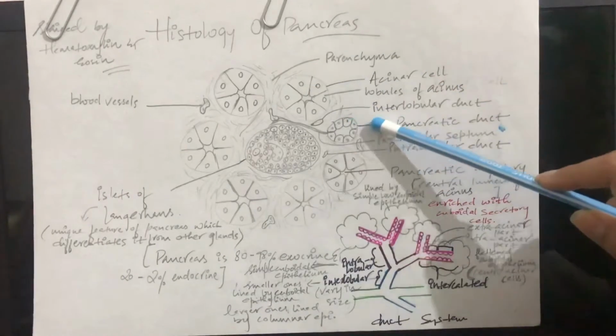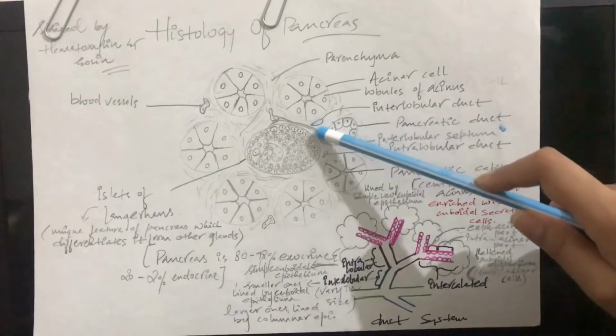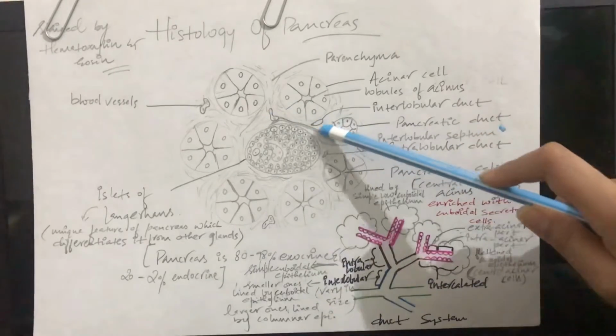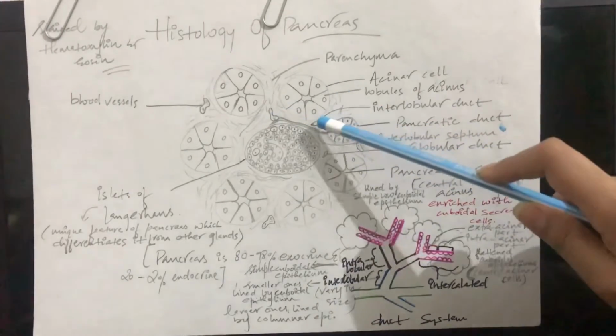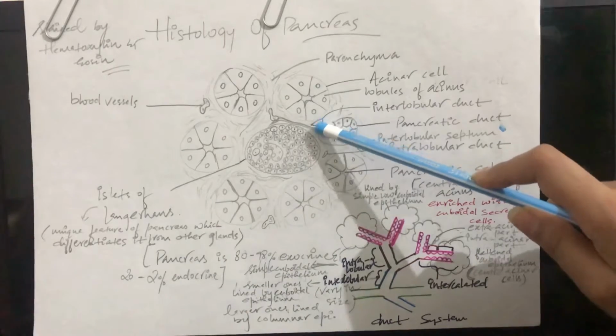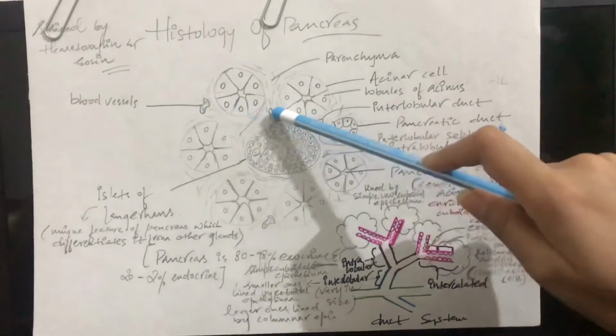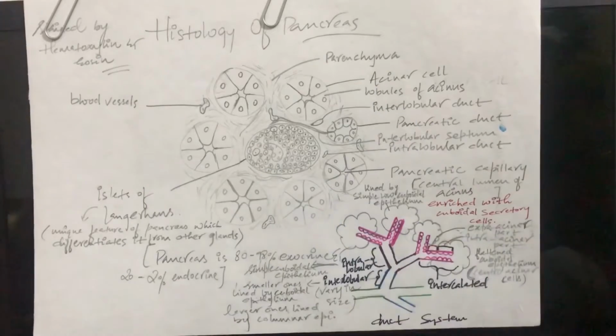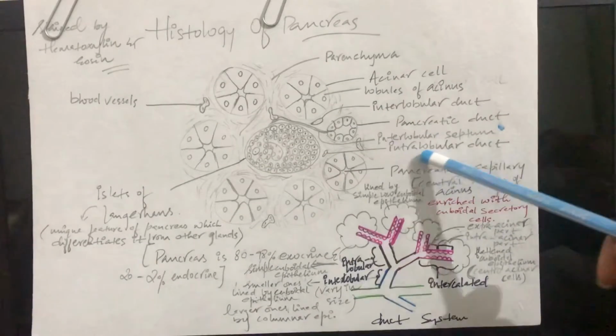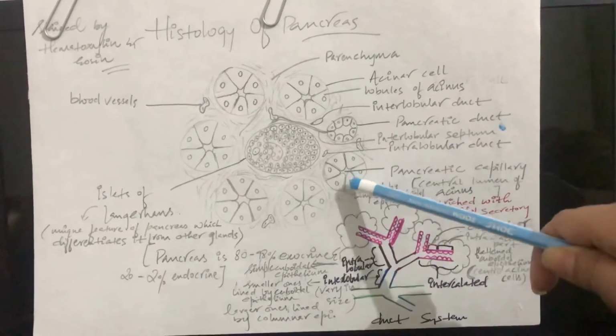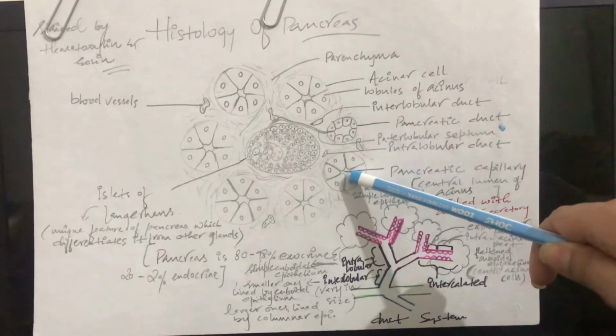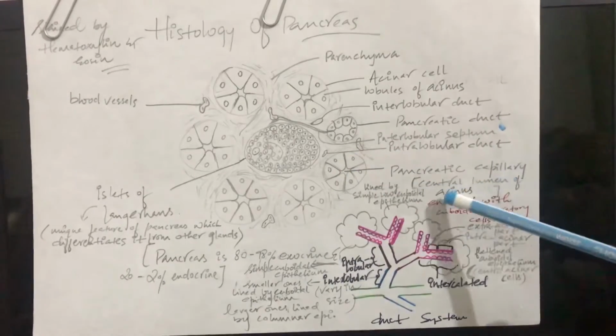This is a pancreatic duct. This is interlobular septum seen under microscope. This is interlobular duct. These are blood vessels. And this is intralobular duct. This is lumen of acinus. See, central lumen of acinus.